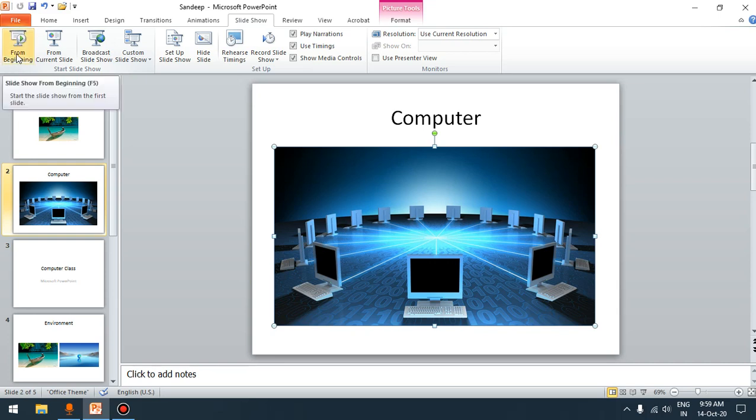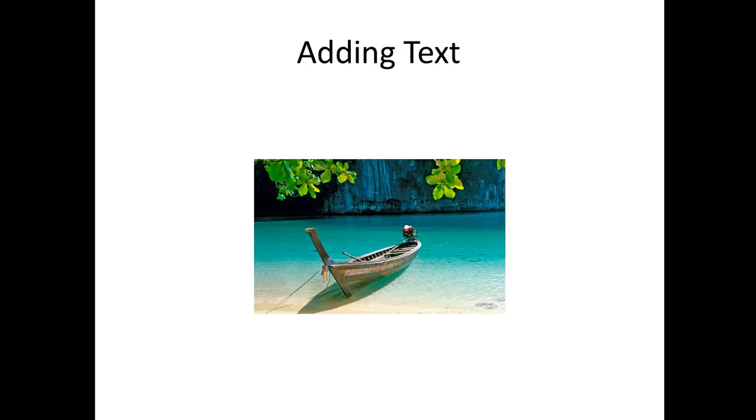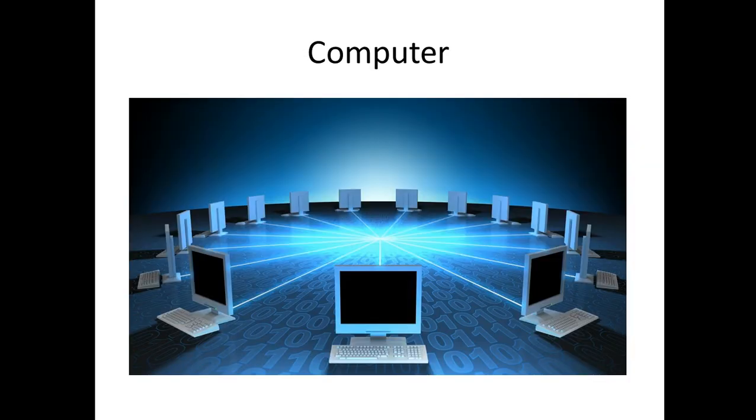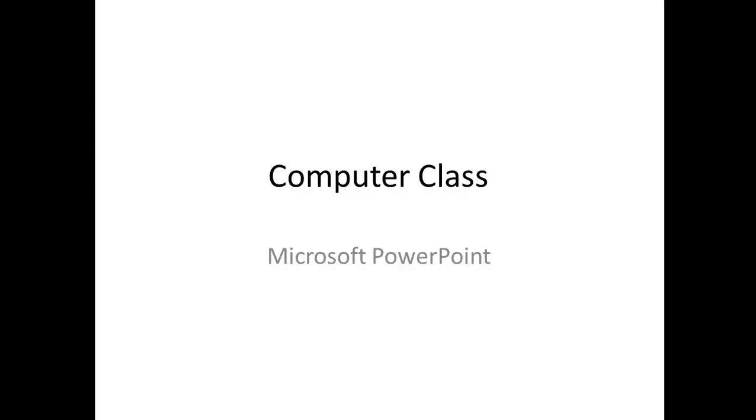First is from beginning. As the name says, if we click over this button, what will happen? The slideshow will start from the first slide of the presentation. If I click over it, you can see the first slide of the presentation on the full screen. If I want to see the next slide, we can press the left mouse button once and we can see the second slide, or we can also press the right arrow key to view the next slide.